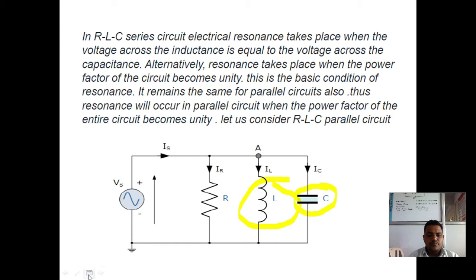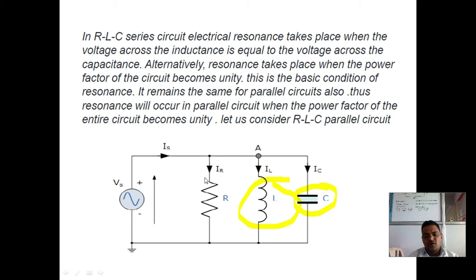Basically, when the power factor of the circuit becomes unity, this is the basic condition of resonance, and it remains the same for the parallel circuit also. Thus resonance will occur in the parallel circuit when the power factor of the entire circuit becomes unity. Let us consider the RLC parallel circuit.